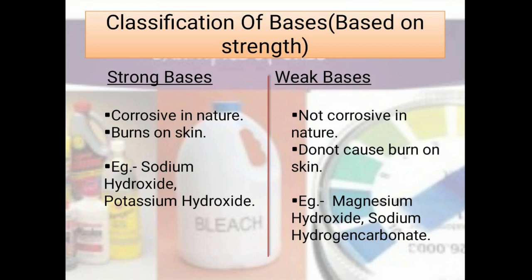Based on how they take part in reactions, bases are of two types: strong bases and weak bases. Strong bases are corrosive in nature. They can burn our skin. Examples are sodium hydroxide, potassium hydroxide, etc. Whereas weak bases are not corrosive in nature and do not cause burns on skin. For example, magnesium hydroxide, sodium hydrogen carbonate, and so on.